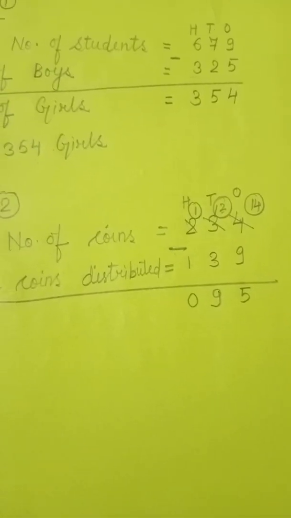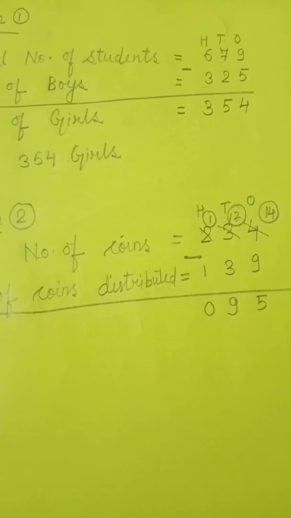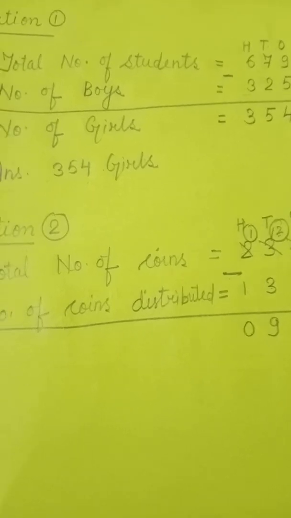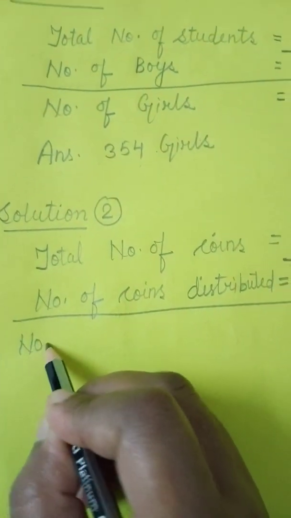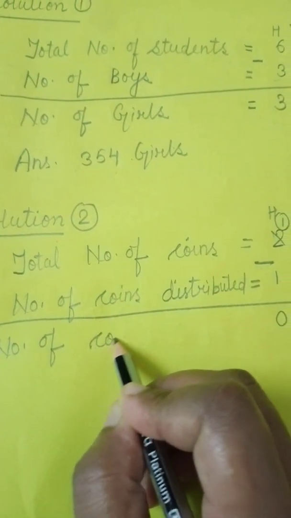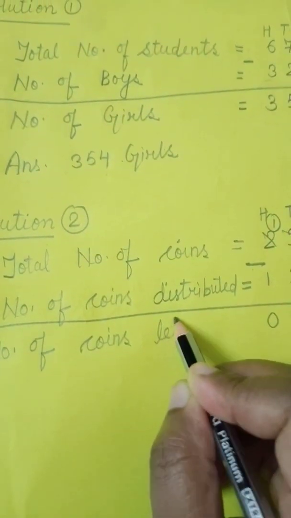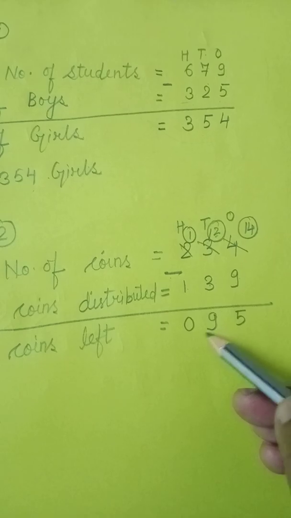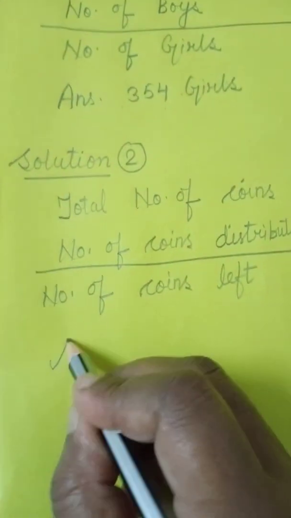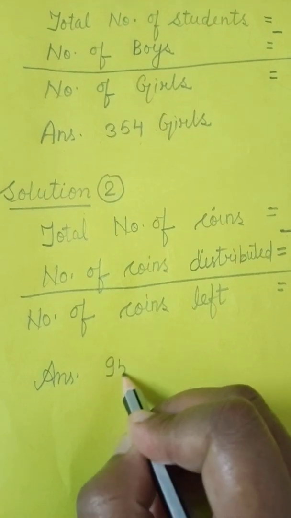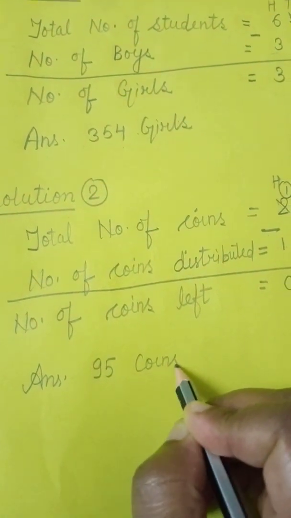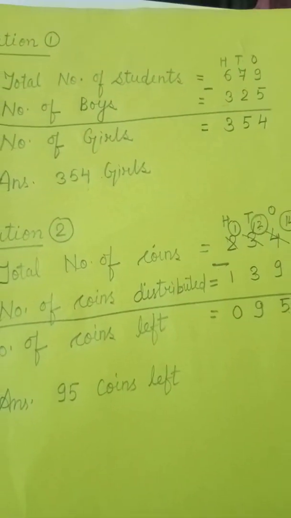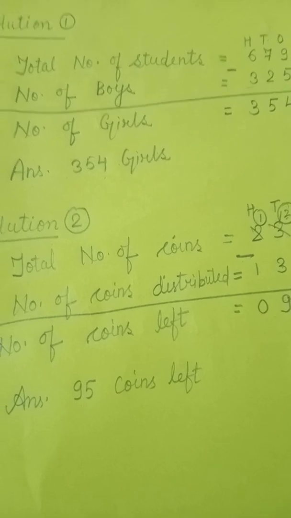Now children, I forgot to tell you one thing. What do we have to find in this question? Coins left. How many coins are left? So we need to write it here. Number of coins left. Okay, and put equal to here. So you got the answer 095. So your final answer is 95 coins left. Clear, children? I hope you have understood how to solve the word problems. Okay, goodbye.